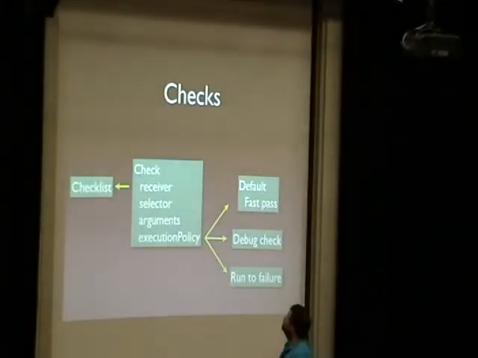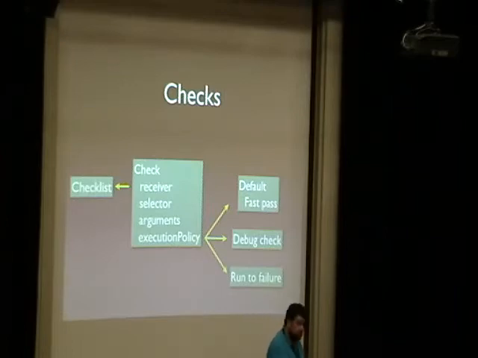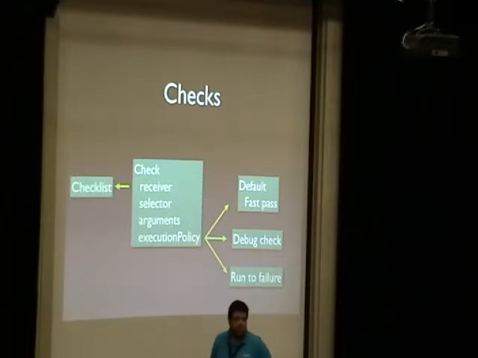So this is how a check looks. A check has a receiver, a selector, and some arguments. Also note that by having arguments, we can actually send tests with arguments. We are no longer limited to unary selectors anymore. So the receiver is usually the checklist class. Usually, not always, but usually it's that.